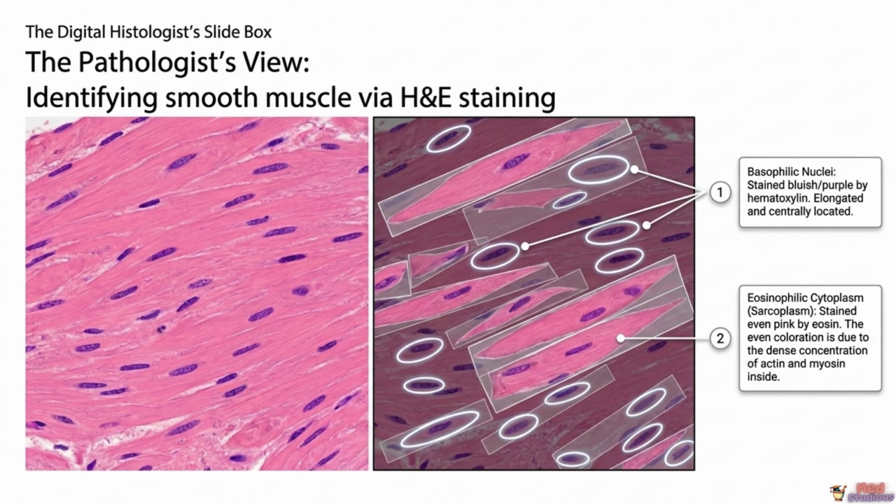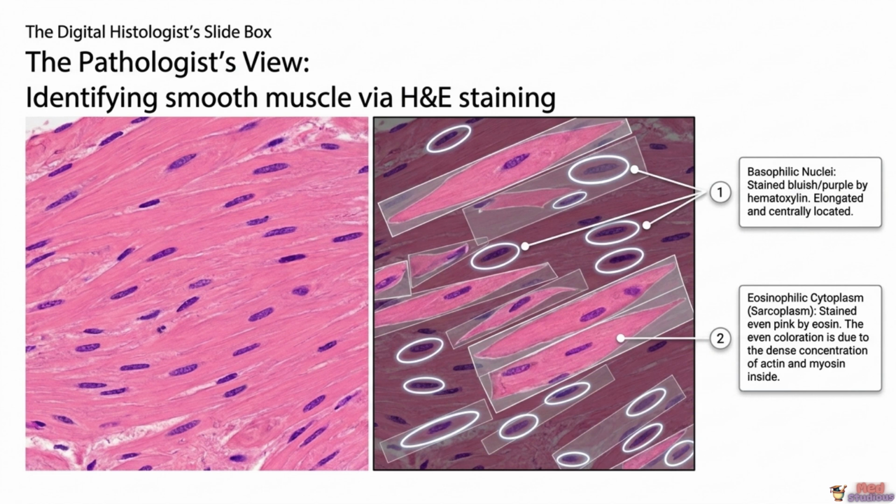When examining tissue in the pathology lab, the standard preparation is the H&E stain, hematoxylin and eosin. Identifying smooth muscle relies on recognizing two distinct colorations on these slides. First, we look for the basophilic nuclei. Hematoxylin binds to acidic structures, like DNA, staining the nuclei a dark bluish purple. In smooth muscle, these nuclei are characteristically elongated and centrally located within the cell.